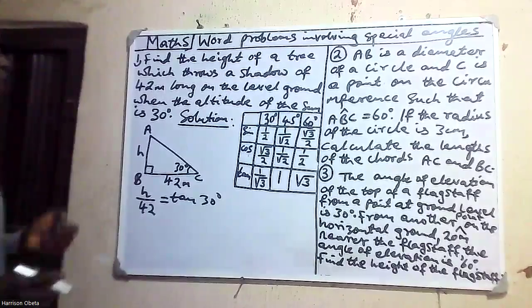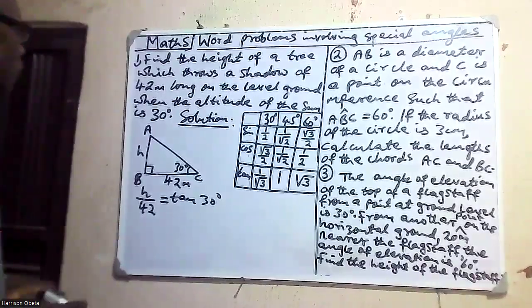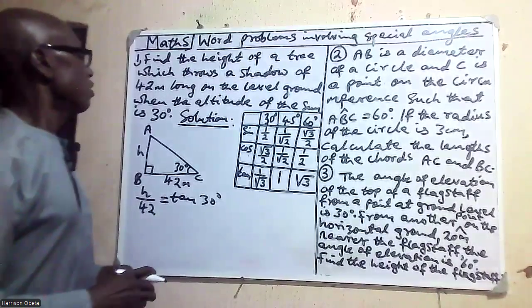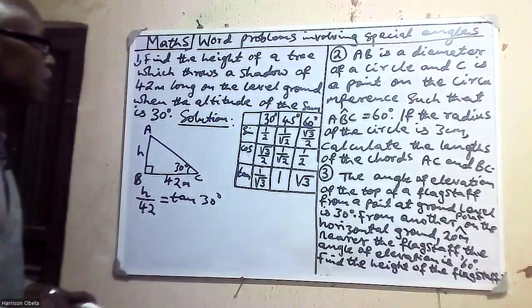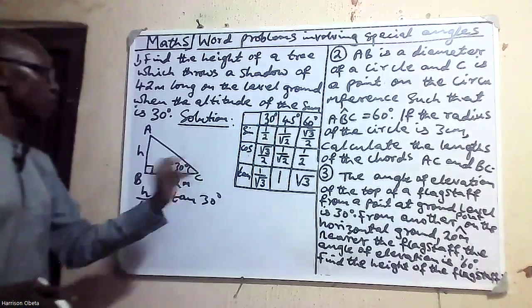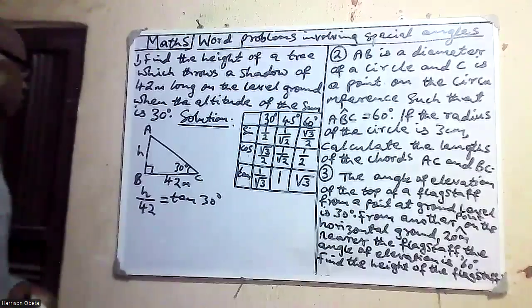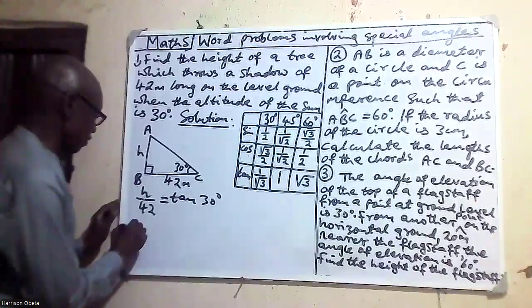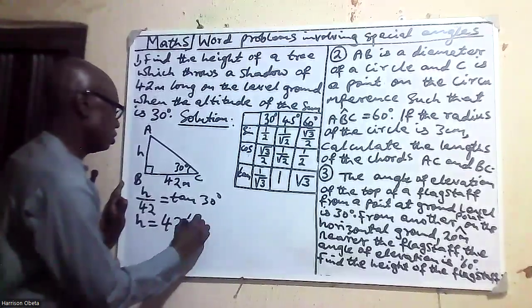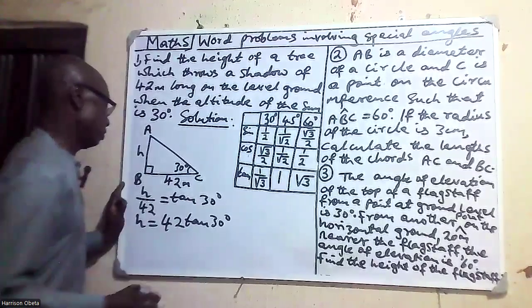In the last lesson, I promised to display the summary of the trig ratios of angles 45, 60, and 30, and that is what we have here. We're going to be making use of this table to solve the questions we have. So in continuation, we have H equal to 42 tan 30 degrees.